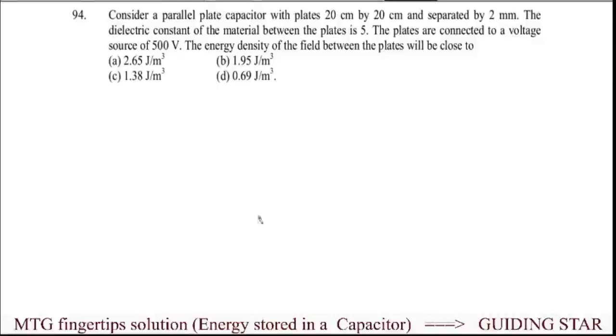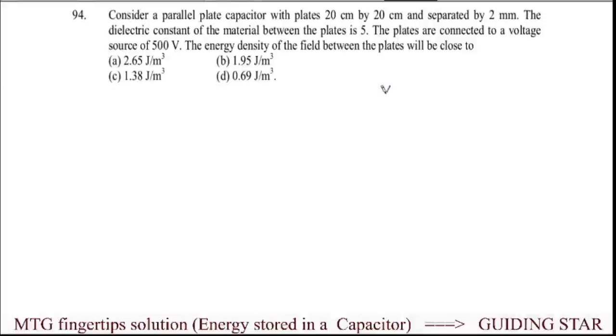In this question, consider a parallel plate capacitor with plates 20 cm by 20 cm and separated by 2 mm. The dielectric constant of the material between the plates is 5. The plates are connected to a voltage source of 500 volt. The energy density of the field between the plates will be close to. So here in this particular case, what is the information that is given?